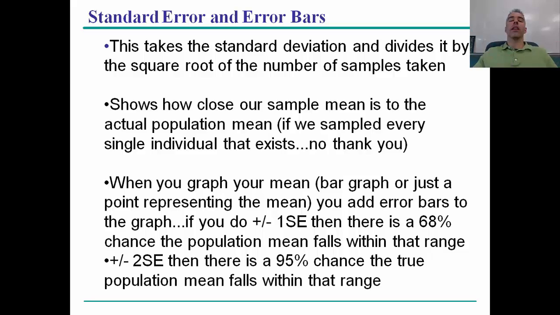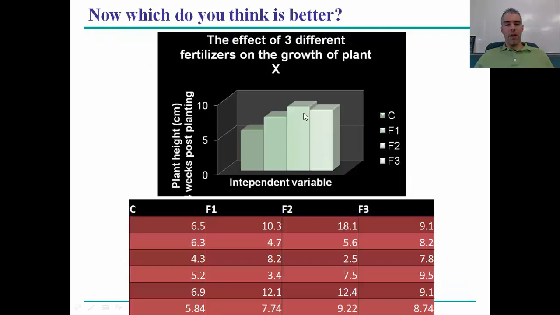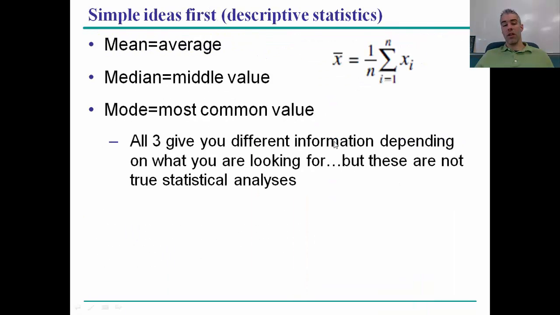For example, I measured 10 plants. If I were to take every plant on the entire planet of the species I was testing and measure it, how close would my mean be to the actual population mean? So when you graph your mean, that's not enough, as I showed you with that first example, which let me go back to. Right here, this isn't enough. We have to be able to talk about the spread, and we want to include that information here. So what we're going to do is include error bars.